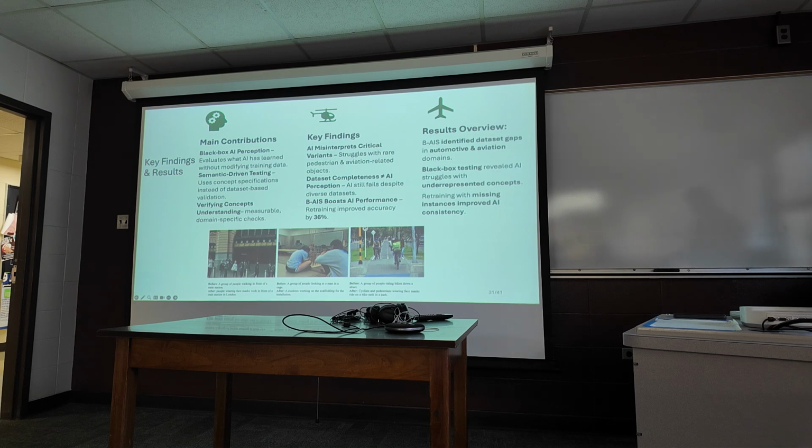In both the automotive and aviation domains, it identified a major gap between the model's predictions and what the domain required. For pedestrian detection, up to 45% of the key variants, like wheelchair users or children, were missed. After retraining with those missing cases, model accuracy improved by 36%. In aviation also, the model failed to capture 28% of aircraft-related variation, and retraining improved the semantic alignment by 28%.